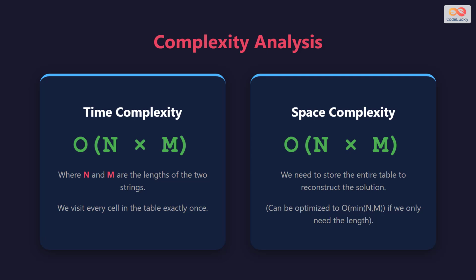Let's talk performance. Since we have to fill a table of size n by m, the time complexity is big O of n times m. The space complexity is also big O of n times m because we are storing the entire grid. While we can optimize the space if we only need the length, reconstructing the string usually requires the full table.